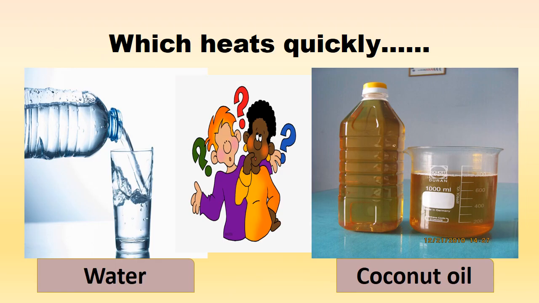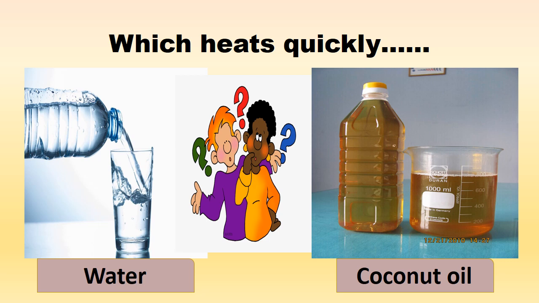So children, there's another small activity that you have to do. You can do this at home also. You can take two equal vessels. In the lab, we use the beakers, but at home you can use two equal size vessels that are made up of the same material, and you can put equal amounts of water and coconut oil into them, and you can observe. You can heat them using two candles, and you can see which one gets heated quickly.